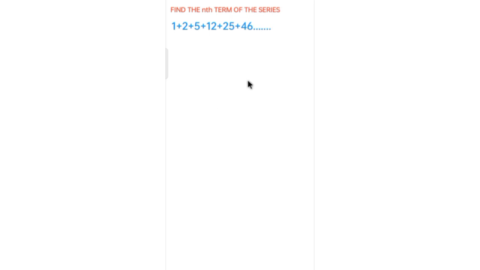And coming to the third one. The third one is you just need to find the nth term of the series 1 plus 2 plus 5 plus 12 plus 25 plus 46. We can infer from this that the terms are neither in AP, nor in GP, nor in HP. So you can just look at the differences. The difference between these is 1, here it is 3, here 7, here 13 and here 21, and so on.